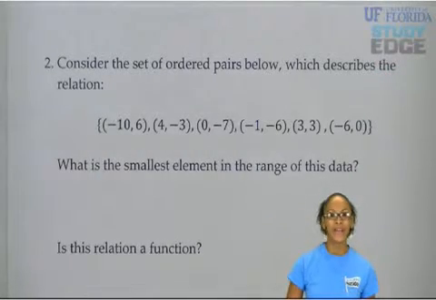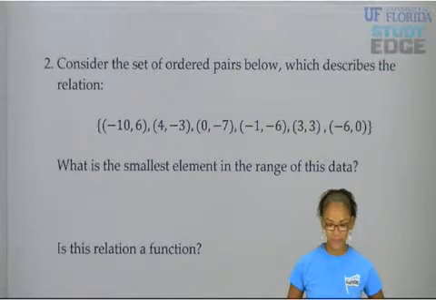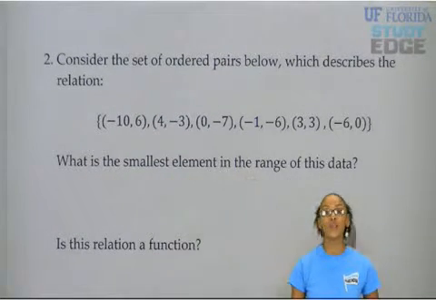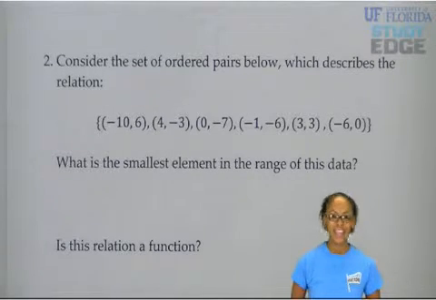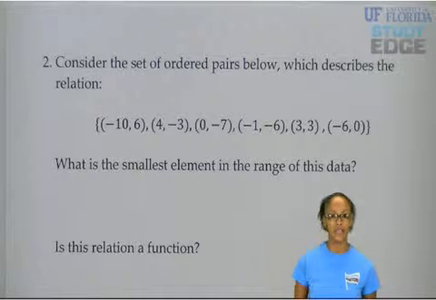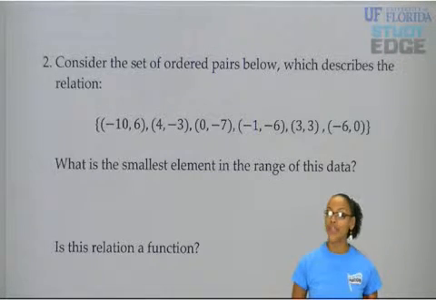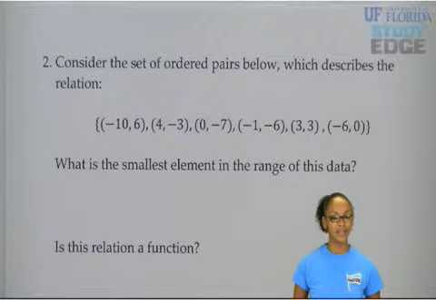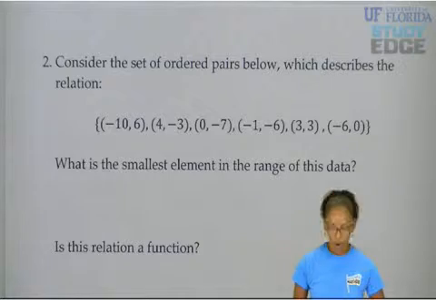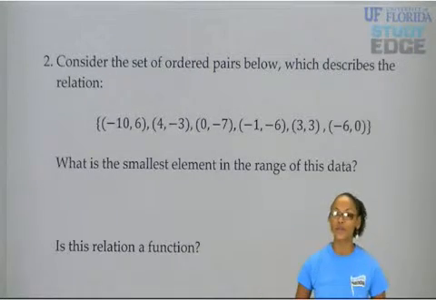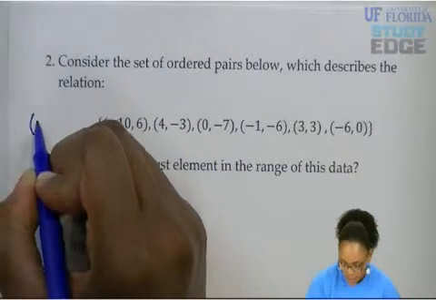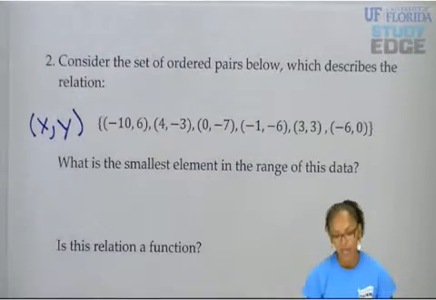Consider the ordered pairs below, which describe a relation. The first question they want us to figure out is what is the smallest element in the range of this data? Before we can answer that, let's remember what a range is. A range is made up of all the y coordinates in the data, just like all the x coordinates make up the domain, correct? The y coordinates in this data are always the second element of each ordered pair. Ordered pairs are always written such that it's the x and then the y.